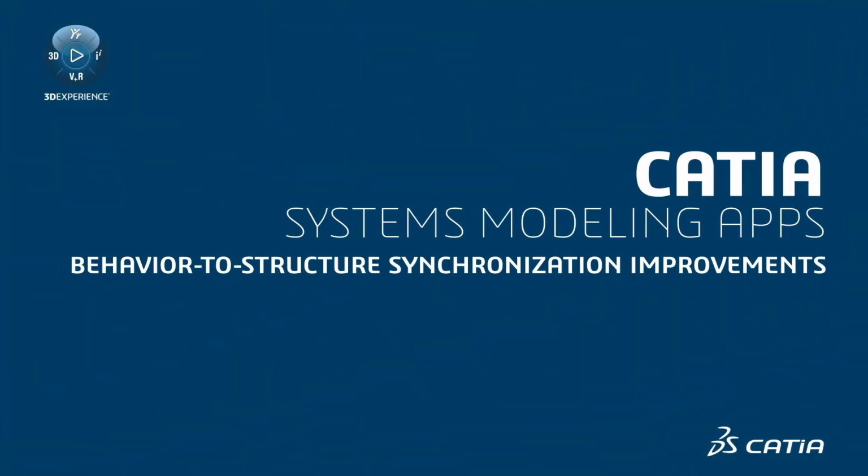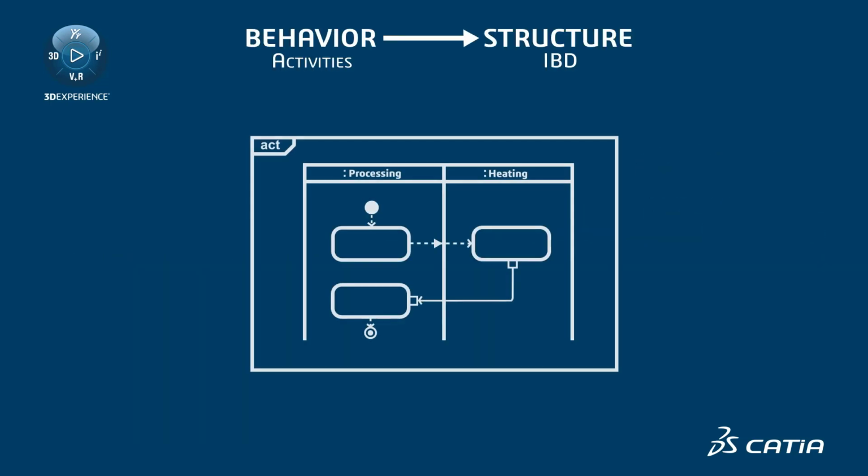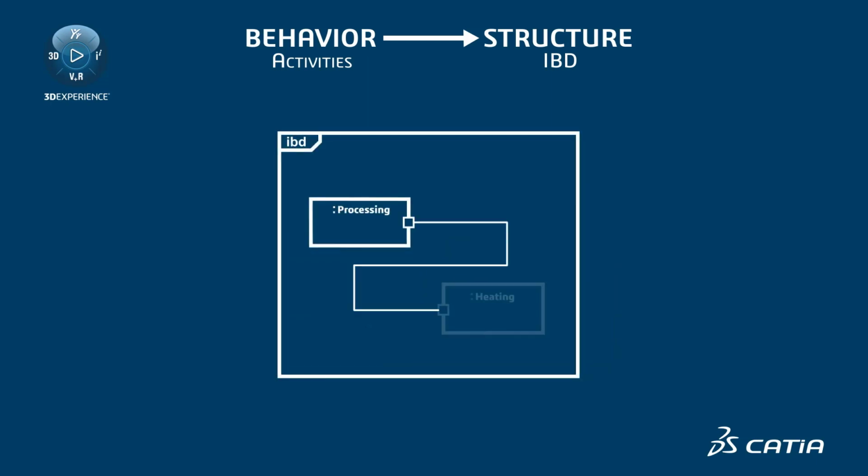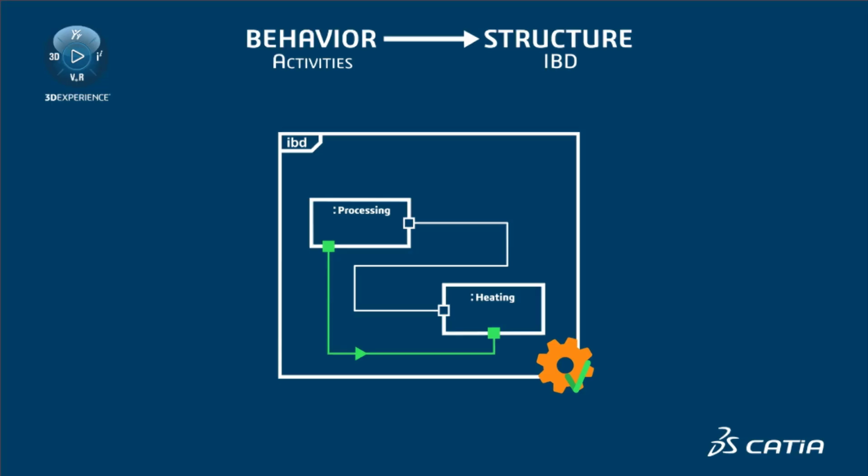Behavior to structure synchronization improvements. Once a system behavior is defined, the next step is to create a structure model that conforms to it. Behavior to structure synchronization enables users to progressively define the structure model with the aid of synchronization validation rules or instantaneously synchronize the structure model with the behavior model using the specialized tool.